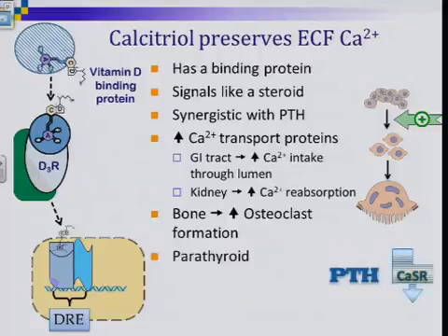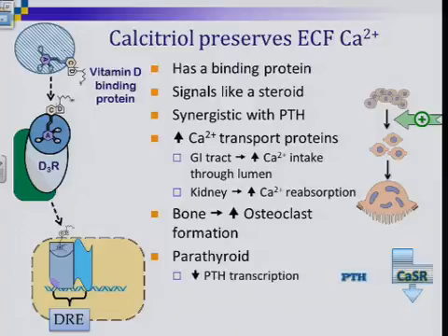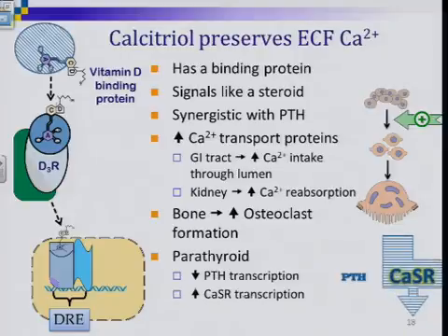Also in the parathyroid, it decreases transcription of parathyroid hormone. Okay, and that always fouls people up, but we'll get to why that makes sense in a second. But it increases transcription of the calcium-sensitive receptor, and in general is needed for maintenance of the parathyroid chief cells.